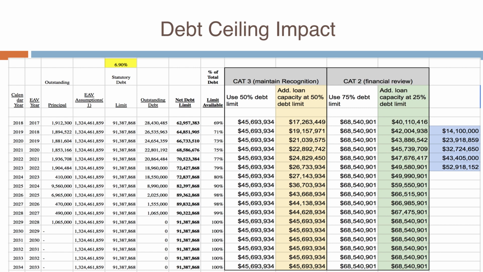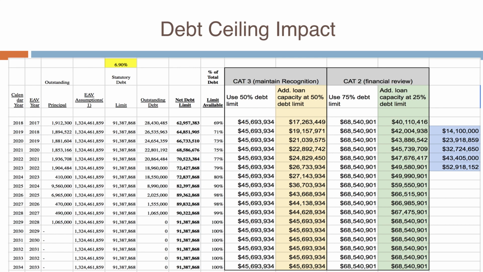The following illustrates our debt ceiling. Our debt ceiling is essentially 6.9% of the EAV, and to be able to use 75% of our debt ceiling, you will see the number highlighted in green. So if you look at our debt ceiling minus our current outstanding debt, it would show the amount that would be available to be able to issue bonds to remain within our 75% usage of our debt limit.